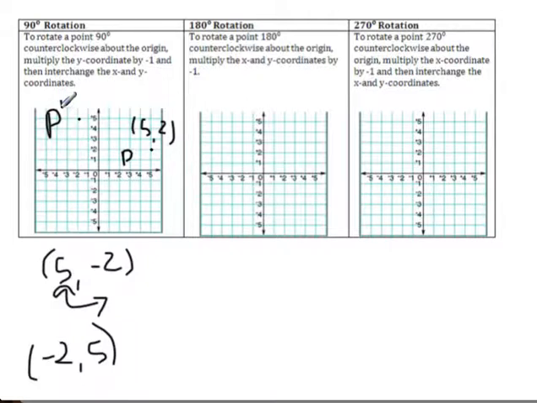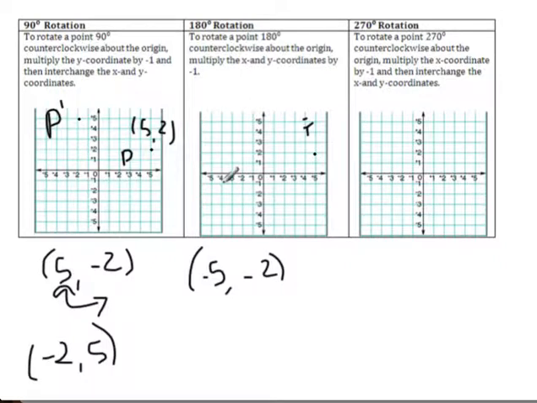To rotate 180 degrees counterclockwise, you multiply both the x and the y coordinates by -1. So let's graph that same point, over 5 and up 2. That's going to be our P. To get P prime, we're going to multiply both the x and the y by a negative. Oops, that's not P prime, that's P, silly Miss Humbert.